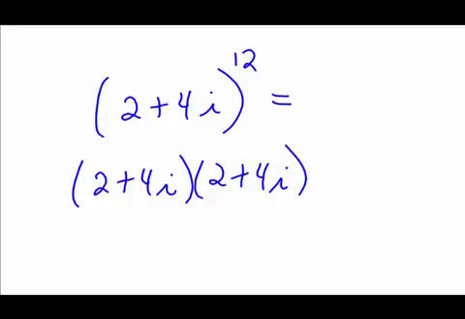Multiply those two together, get an answer. Take that answer times another one. Take that answer times another one. Take that answer times another one. And do that 12 times. That's really the only way you know how to do that problem.